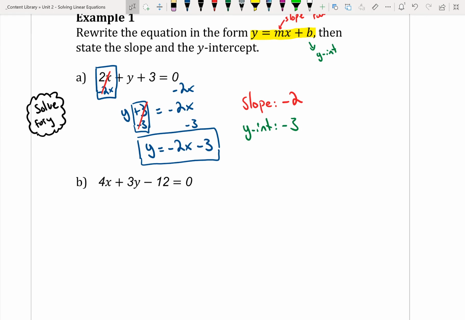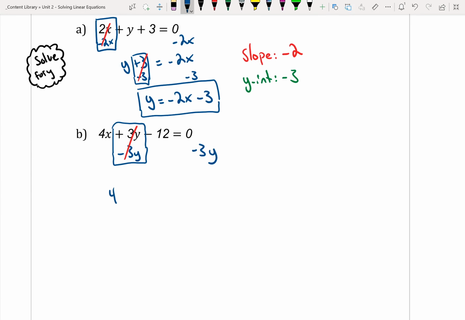For b, we're going to do the same thing, but we're going to try it in a different way. So I still want to get y by itself, but because everything's on one side, rather than move everything away, I'm just going to move the 3y over to the other side because then it'll already be on its own. So I'm going to minus 3y from this side, minus 3y from the other side. It'll cancel out on the one side, and I'm left with 4x minus 12 equals negative 3y.